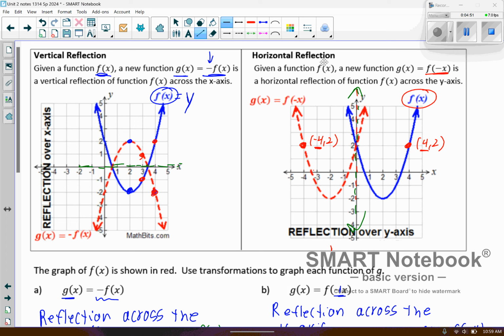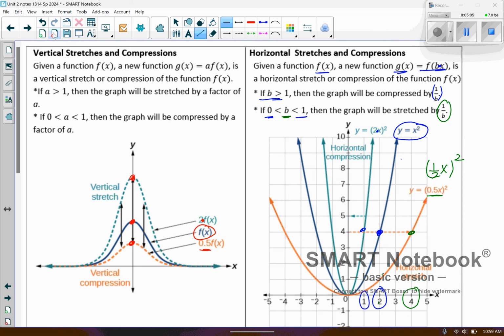The horizontal reflection is if you have that negative with x right there. So if you have f of -x, you're going to reflect right here across the y-axis. And then the one we just got done doing was the vertical and horizontal stretches and compressions.